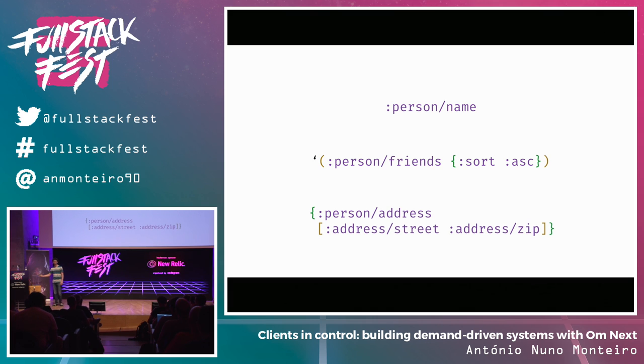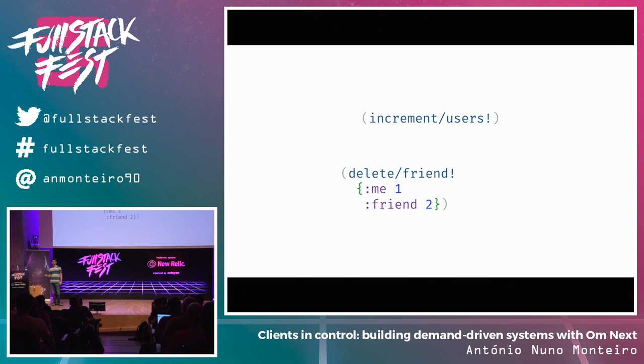This is how to perform a join, and this is what I showed you earlier when showing you the little demo there. In this case, we're asking for a person's address, but we are really only concerned with the street and the zip code. The entity might have other properties in the backend, but the particular client that writes this query expression is just not concerned with it. So we also have a way to express mutations.